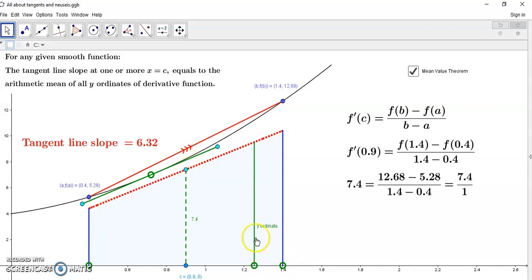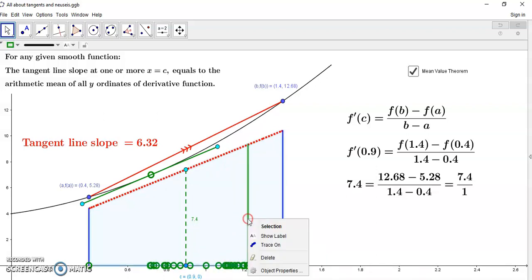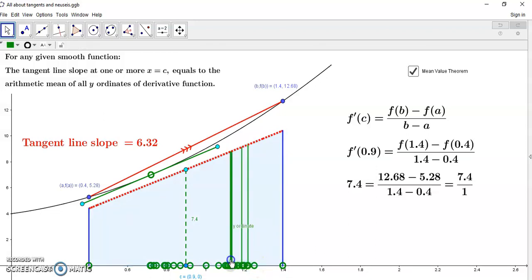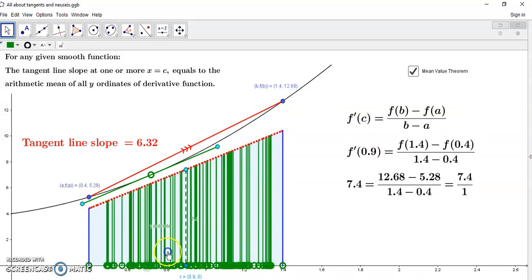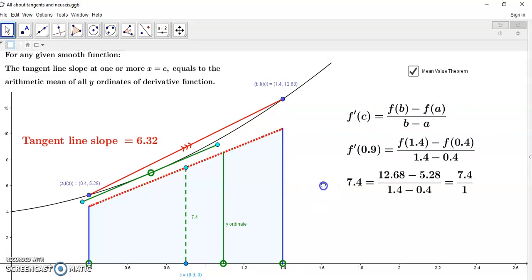So if you, for example, were able to calculate, and actually you are, let's put the trace on here. Oh, well, that's not too bad. I should have put the trace on there. Okay, so if you were able to calculate the arithmetic mean of all of these, then you would end up having this length here, which is the mean of all the y ordinates of the derivative function.